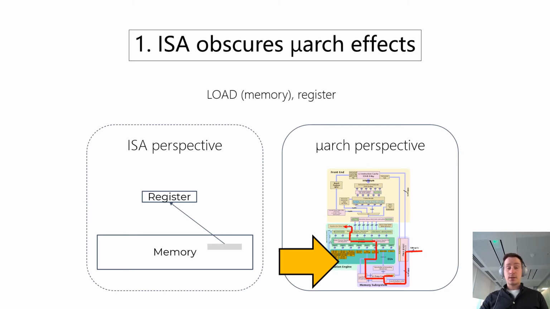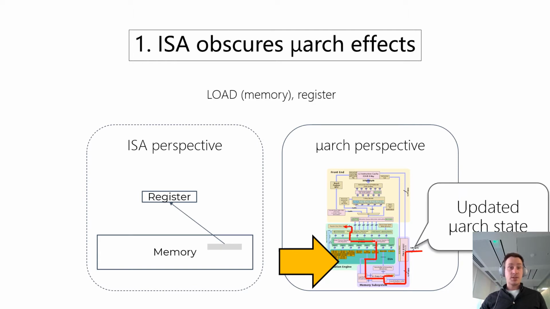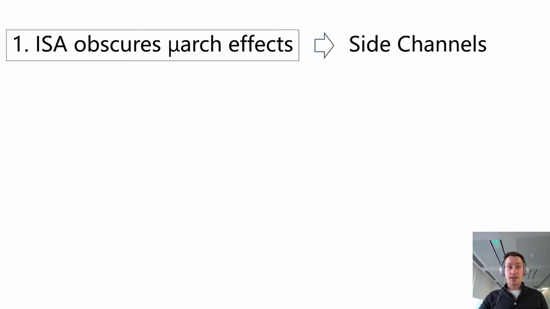Yet in reality, the load is very complicated. It takes a complex path through many parts of the CPU, and in the process it changes their state. So for example, the state of caches or memory predictors or some other parts. So there are two effects actually to this load: the new register value, but also the updated microarchitectural state.